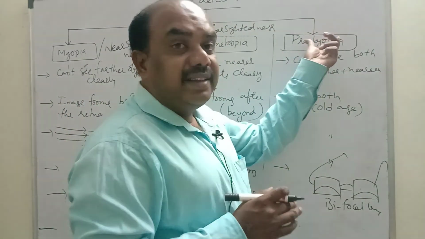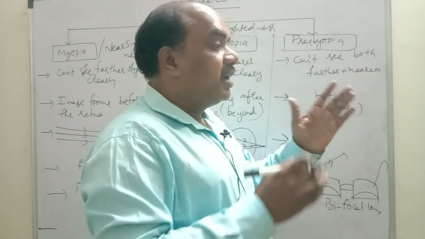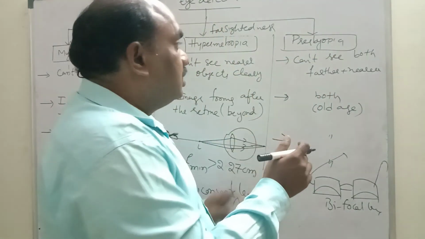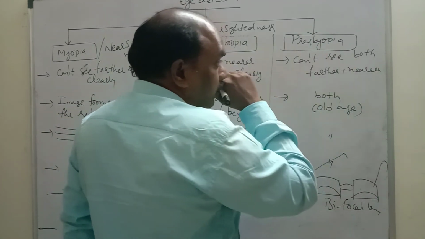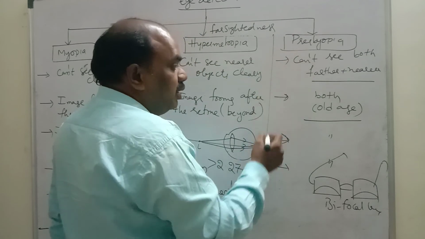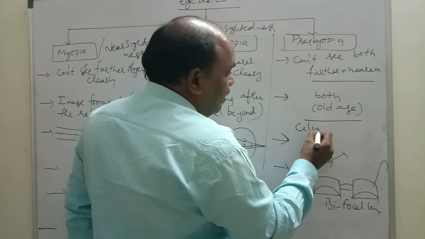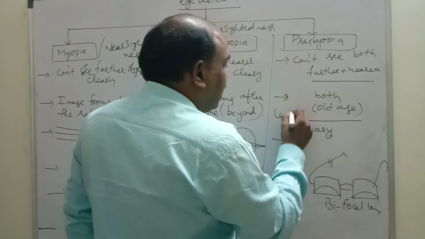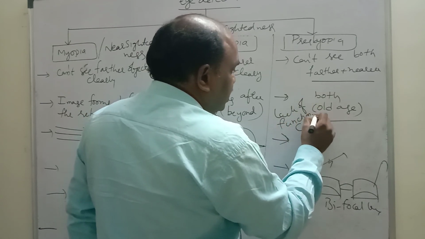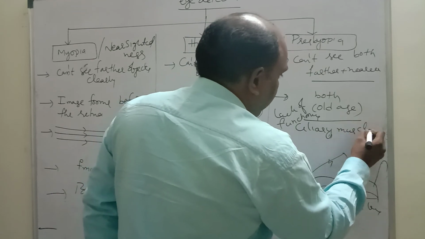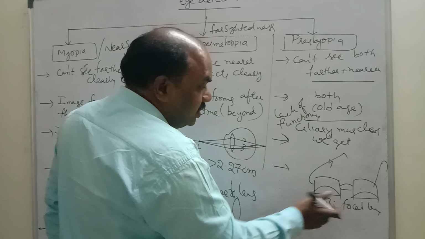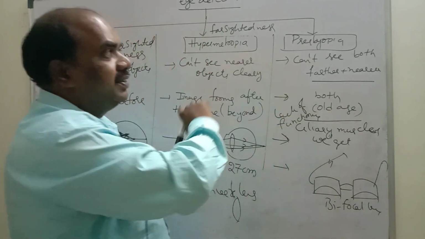Presbyopia, generally we can see in old age people. Because of lack of functioning of the ciliary muscles, adjustment will not happen properly. That is the person who cannot see both farther and nearer objects clearly. We get presbyopia due to lack of functioning of the ciliary muscles. By using a bifocal lens, we can rectify this defect.